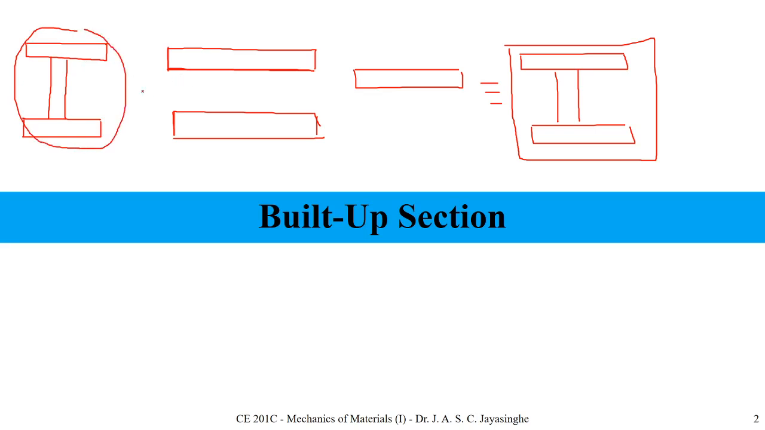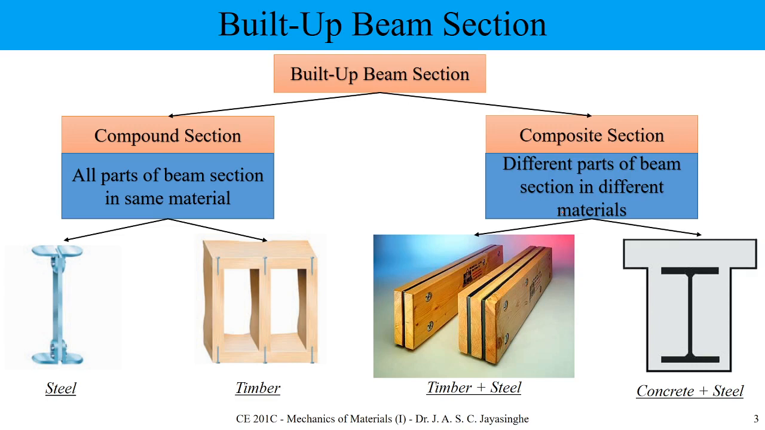Here we are going to focus on the build-up section. A build-up section has different parts, more than one part, that we assemble to get the beam section. We can categorize build-up sections into two categories. One is called the compound section, and the other is called the composite section.